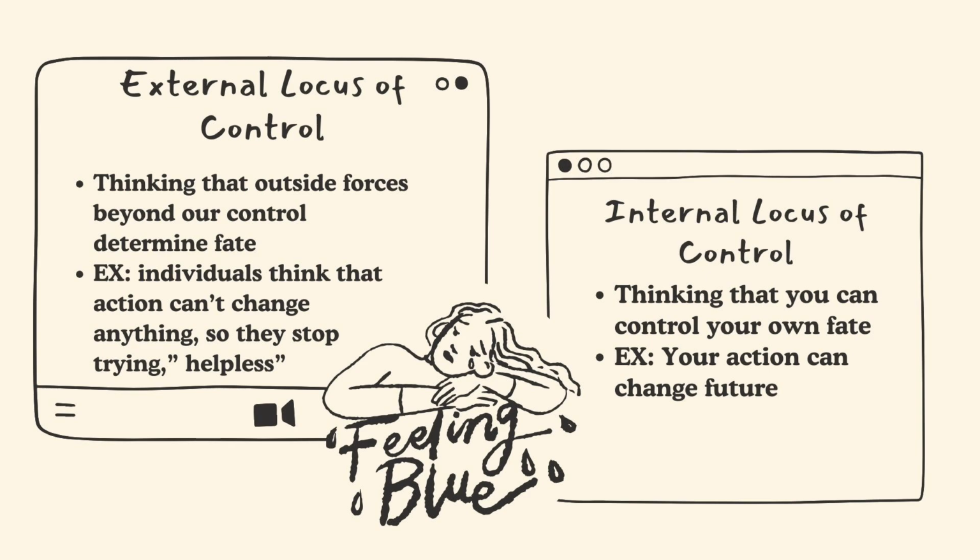Yeah. The internal locus of control is thinking that you can control your own fate. For example, your action can change the future. For example, I'm not good at math, but I am going to have the AP calculus exam next year. So I believe that my action can change the future. So I study really, really hard until I change the future.